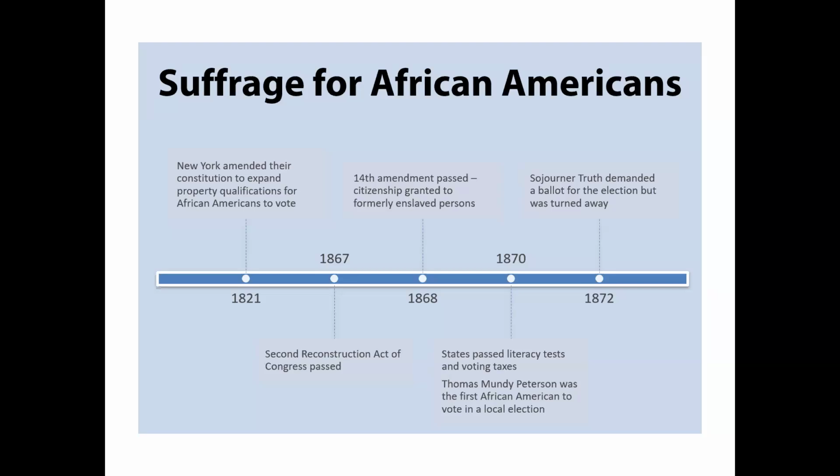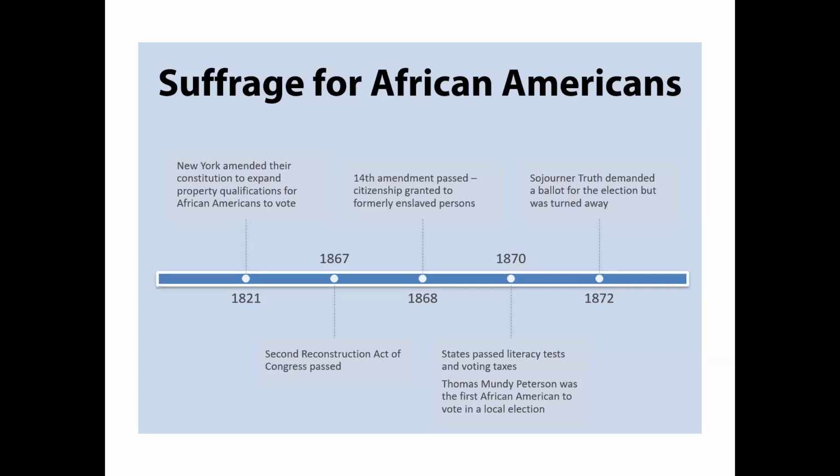In response, especially post-Reconstruction in the Jim Crow era, we see laws being passed to bar African Americans from voting by passing things they thought would impede their ability to do so, such as requiring literacy tests or paying a poll tax, having to pay a certain amount of money to have the privilege to vote. This actually was even the first time, in 1870, when Thomas Mundy Peterson was the first African American to vote in a local election.